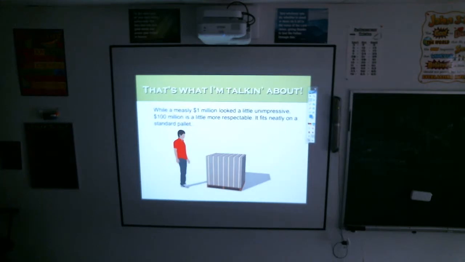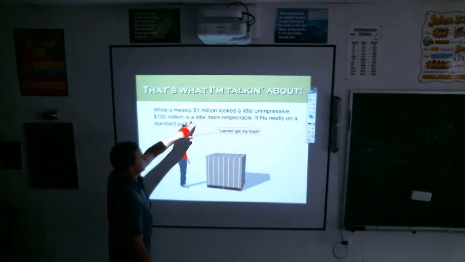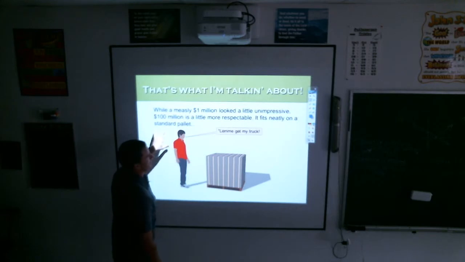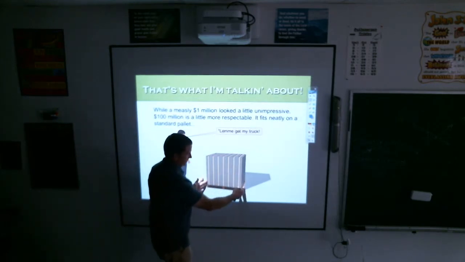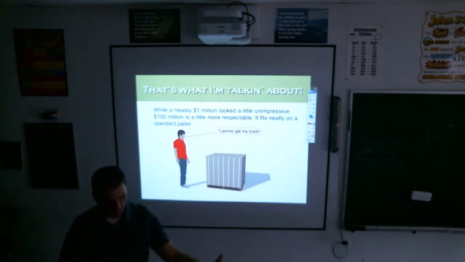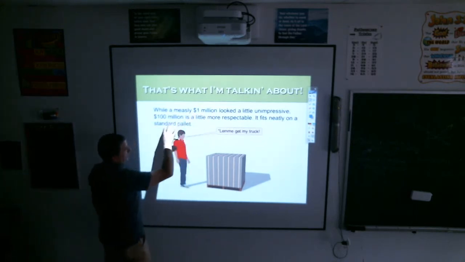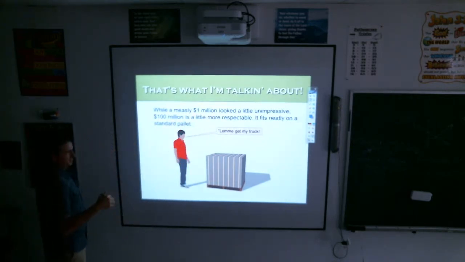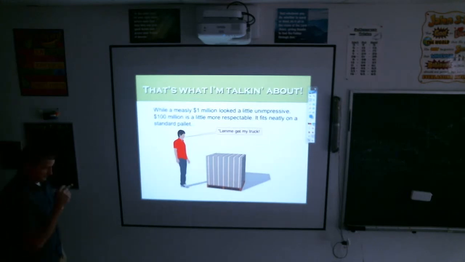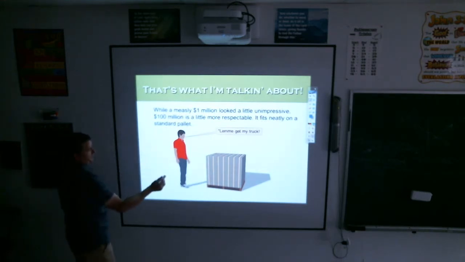While a measly $1 million looked a little unimpressive, $100 million fits neatly on a pallet, like a wood pallet. It's just about the size of your table. If you put two tables together, that would be about one pallet. That is $100 million, which, if you made $100 million, you would be set for the rest of your life. Now remember, we're on our quest to get to $1 trillion. This is $100 million.